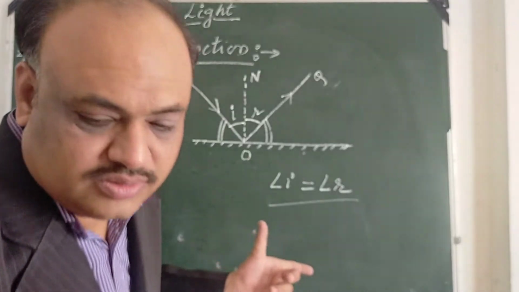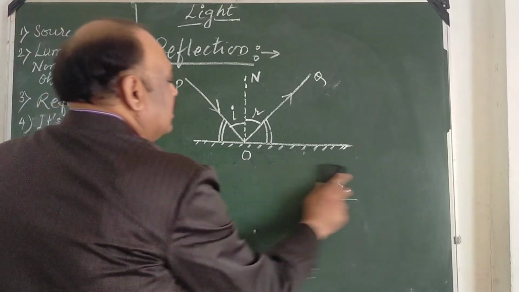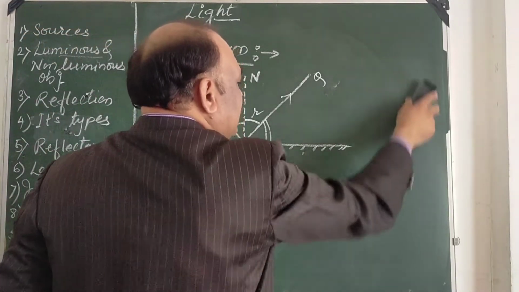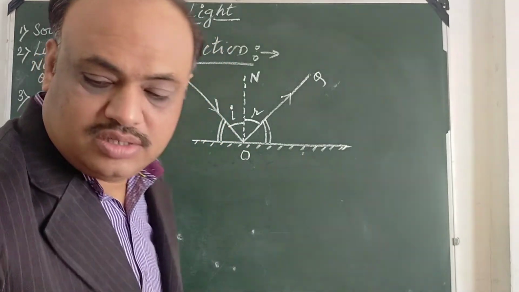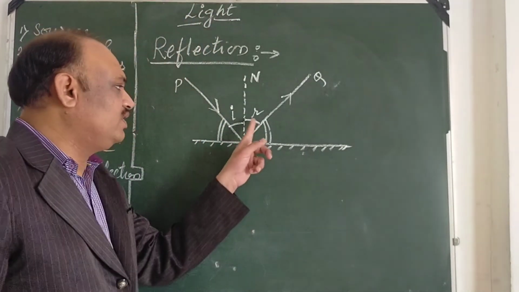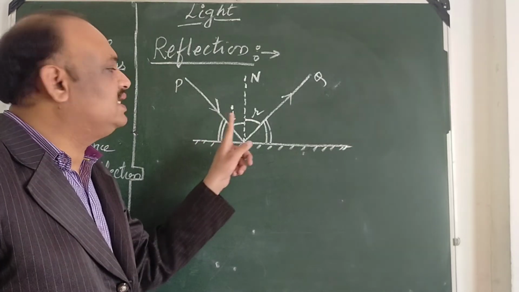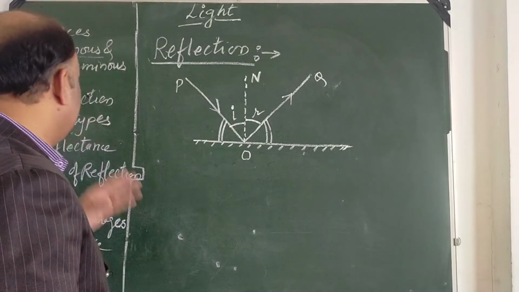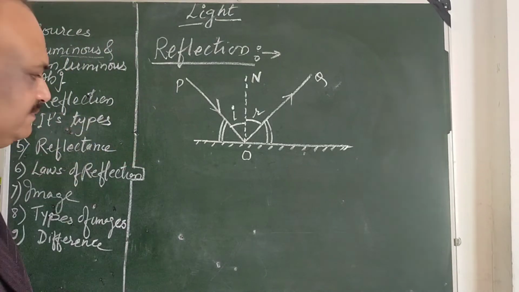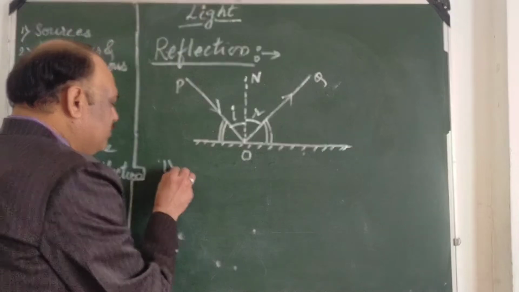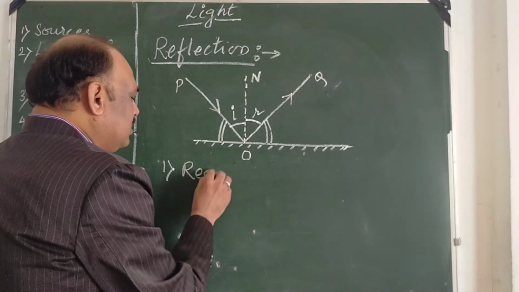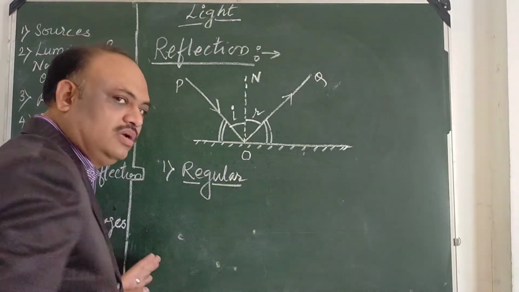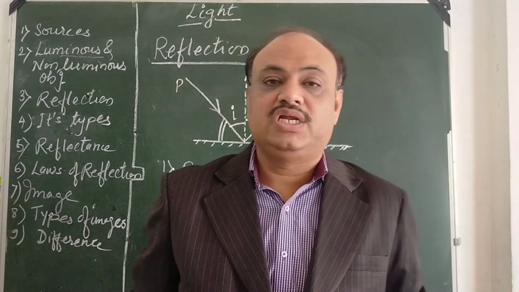In the topic of reflection, we have seen the terms incident ray, reflected ray, normal, angle of incidence, angle of reflection, glancing angle of incidence, and glancing angle of reflection. Now we'll go to the next topic, that is types of reflection. The first type of reflection is regular reflection. The word itself is telling it is regular.